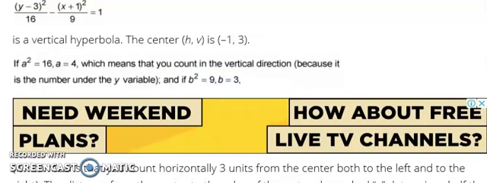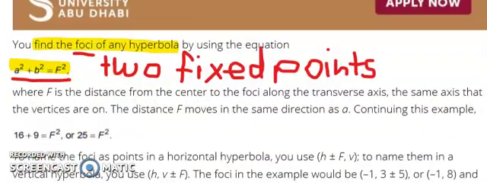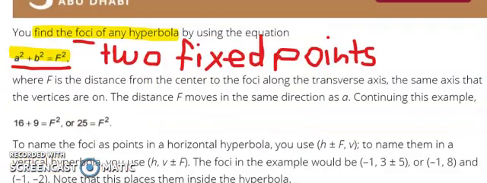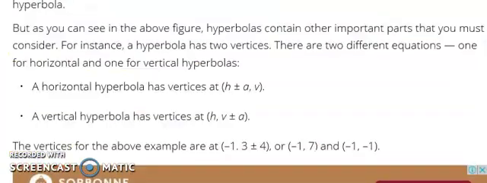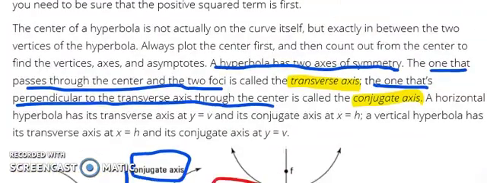And I gave this additional information just as a bonus to understand more of the foci.